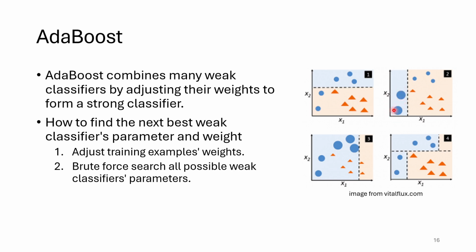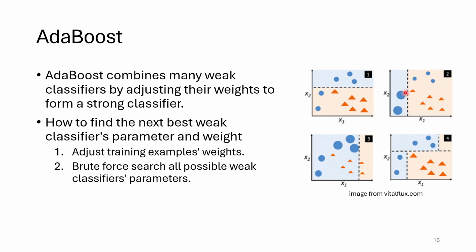So they enlarge the weights of the 2 blue circles. And then they do it again, search for all possible candidates and the best parameters. So this is just an illustration. Okay, they find, oh yeah, we may try this one. Okay, this is the best case.